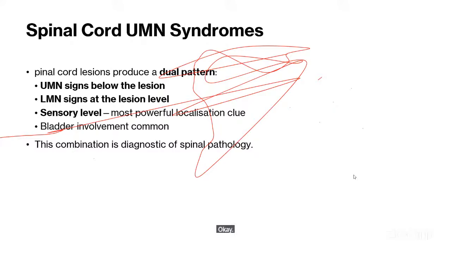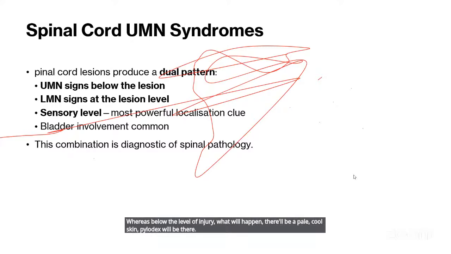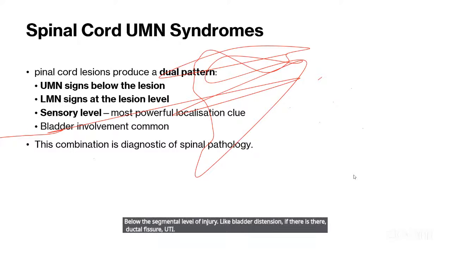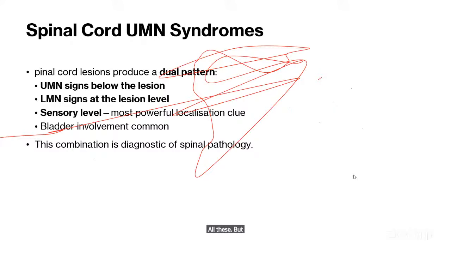Whereas below the level of injury, there'll be a pale, cool skin, and piloerection will be there. So when will you trigger this? Whenever there is any noxious stimulation below the segmental level of injury, like bladder distension, rectal fissure, UTI, all these. But there can be some complications also due to this autonomic dysreflexia, like myocardial infarction, seizures, and so on. So this is an important concept which you should remember.